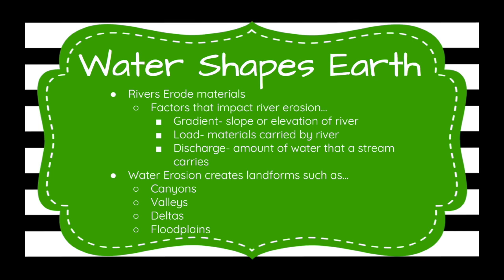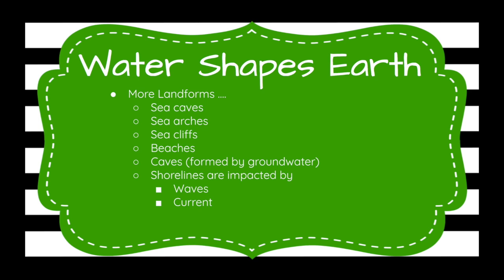Now, water erosion creates many, many, many landforms, and I did list all the landforms that you have in your book just to kind of get your mind going as to what erosion really creates. It's everything that we know around us. Canyons, valleys, deltas, floodplains, sea caves, sea arches, sea cliffs, beaches, caves, and shorelines are all created through water erosion.